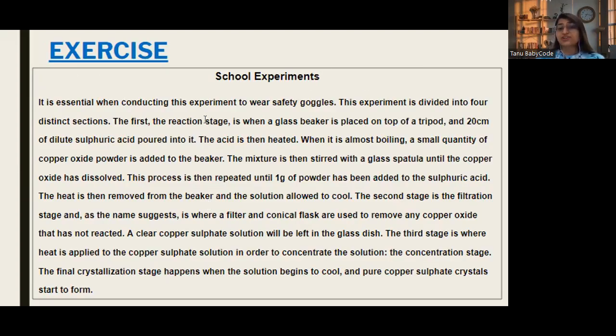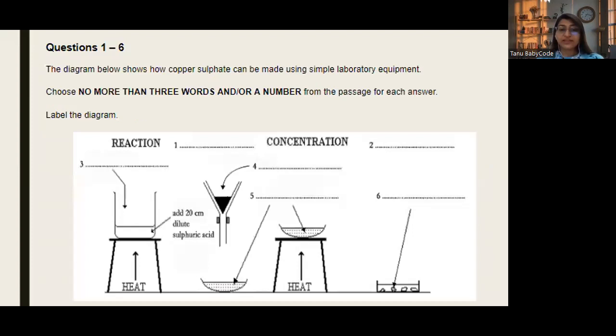The first is the reaction stage. The reaction stage is when a glass beaker is placed on top of the board and 20 centimeters of dilute sulfuric acid is poured into it. Now what they do is pour sulfuric acid. So they are adding the dilute sulfuric acid here, right? You can see here: add 20 centimeter dilute sulfuric acid here.